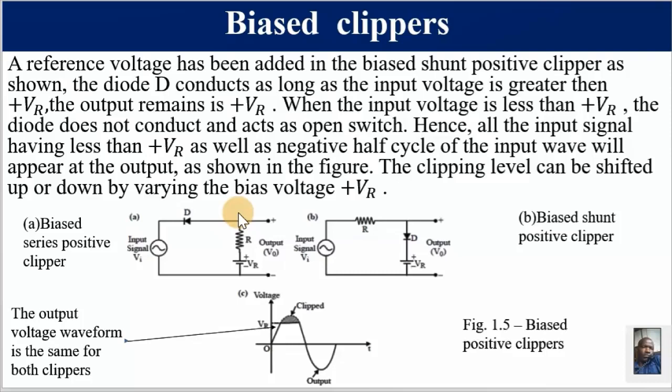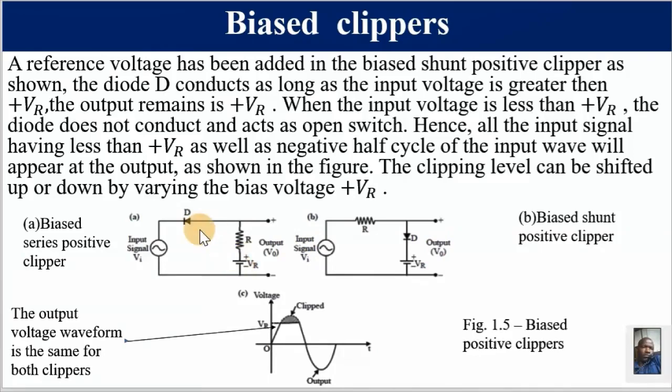Let's see. So we've got a series biased positive clipper and a shunt biased positive clipper. Shunt, why? Because normally we connected the load at these points, hence we say this is in parallel with the load, hence the word shunt. Biased because we've got a reference voltage that we have added. So these two operate the same. I hope I'll be able to explain them very quickly.